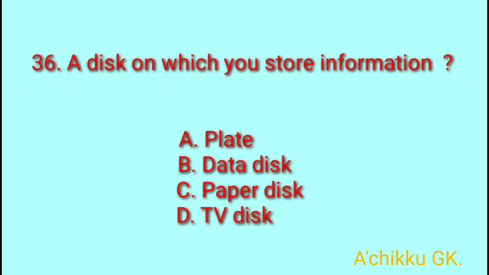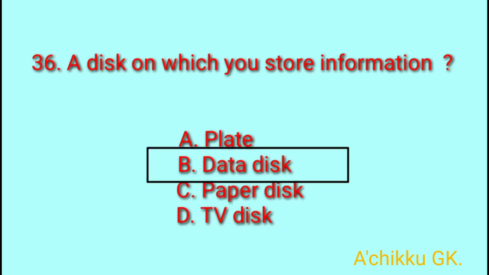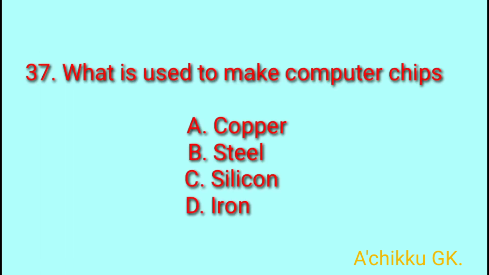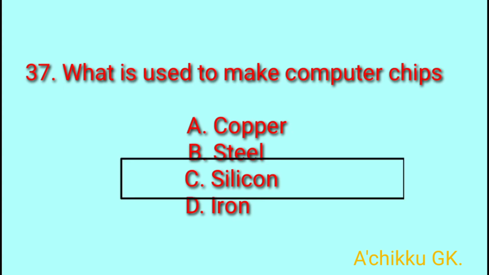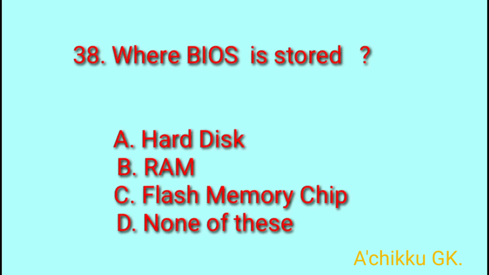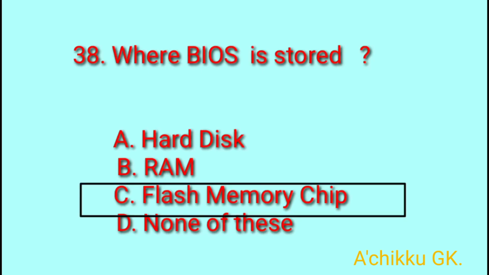A disk on which you store information? Correct answer B. Data disk. What is used to make computer chips? Correct answer C. Silicon. Where is BIOS stored? Correct answer C. ROM plus memory chip.